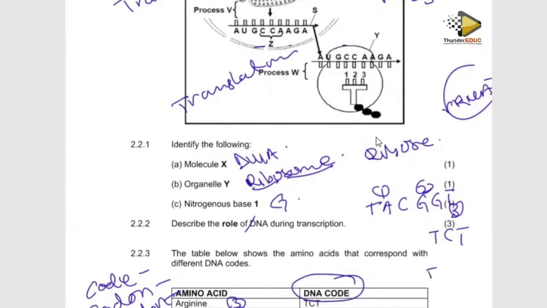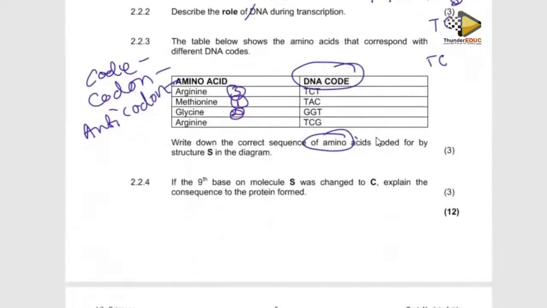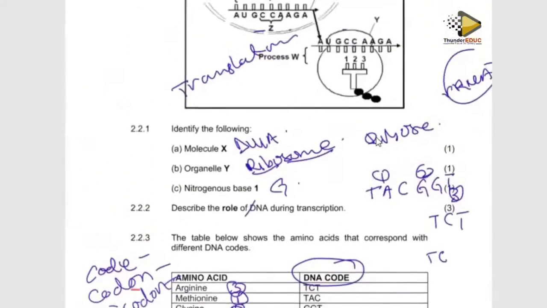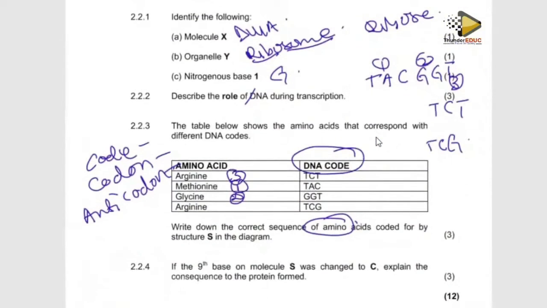T, C, and then this A was changed to C. It means that it's going to have G. So I look for TCG. TCG is arginine. But the third base was this, and it is also arginine. Since it codes for the same amino acid, there will be no change in the protein, and this will not change the functioning of the organism.